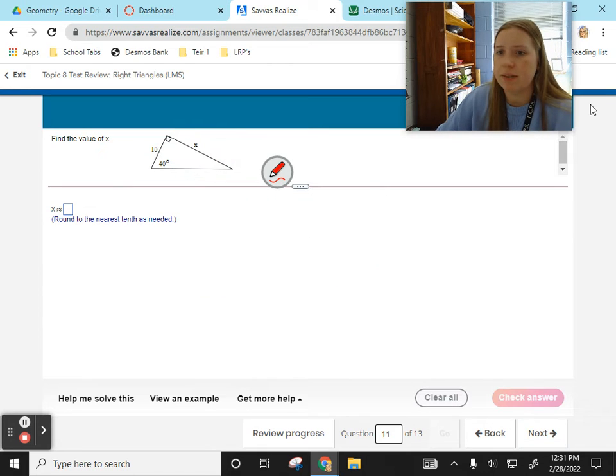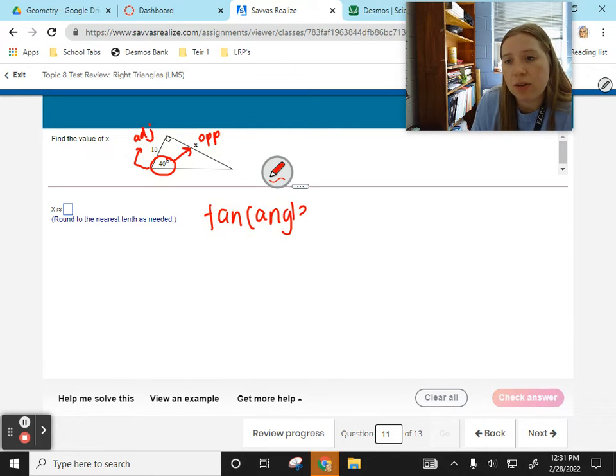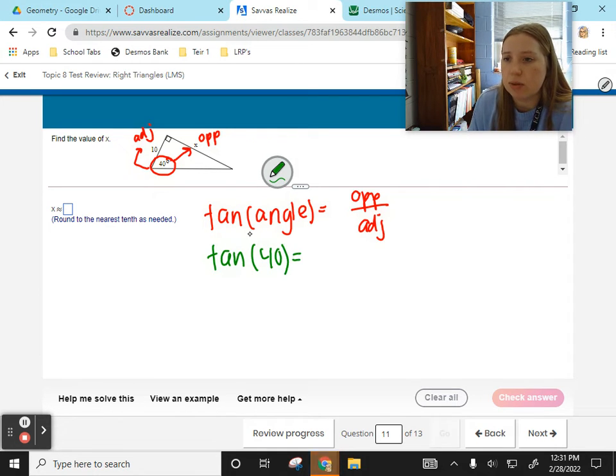My next problem, I think, is very similar. We're given the angle here. So I'm going to label my sides. This is my opposite. And this is my adjacent. So which trig function uses opposite and adjacent? Well, it's tangent. Tan of our angle equals opposite over adjacent. So I plug in my three values. Tan of 40 equals x over 10.